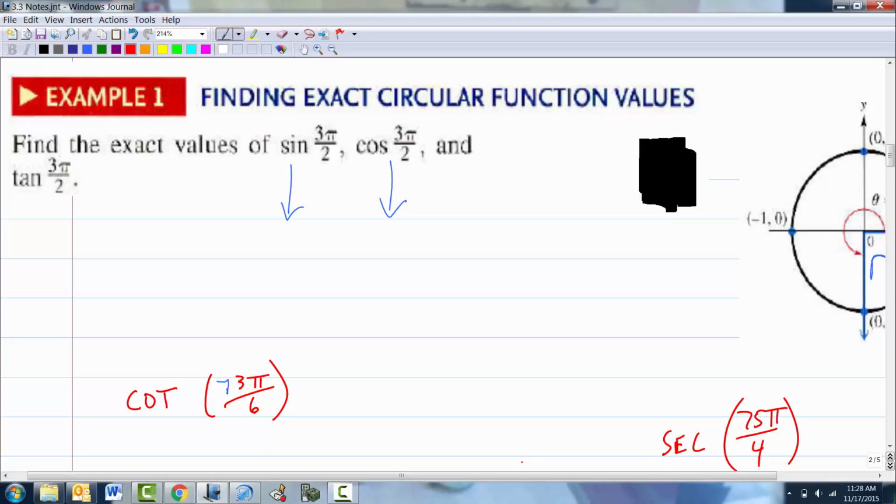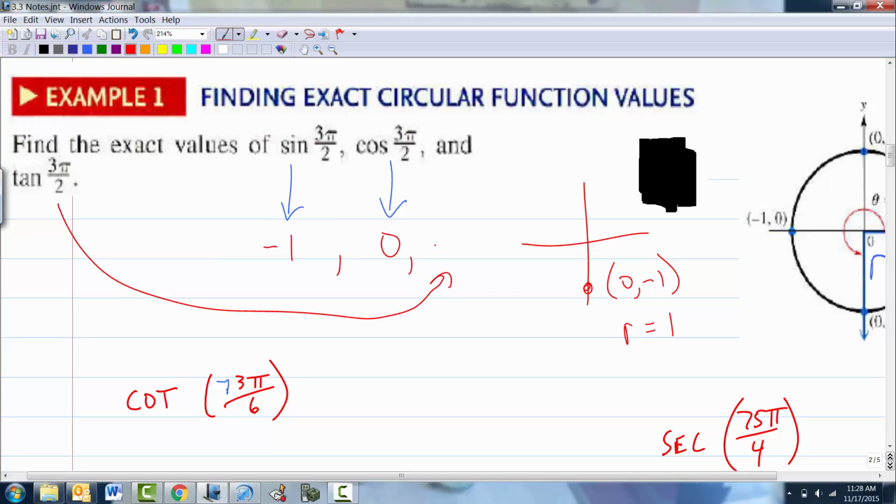This is without. Where's 3 pi over 2 land? Where's 3 pi over 2 land? What angle measure in degrees? 270. What coordinate do I extract out of that real fast? If you get that coordinate wrong, I can't help you. What's r? 1. What's sine? Sine of this angle measures what? -1. Cosine of this angle measures what? And then let's be lazy. Tangent of this angle measures what?